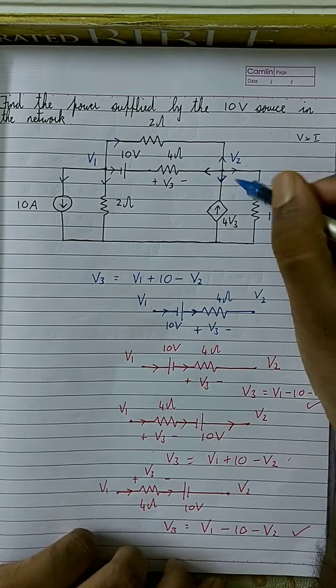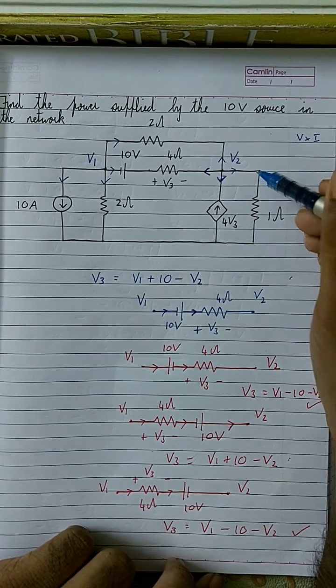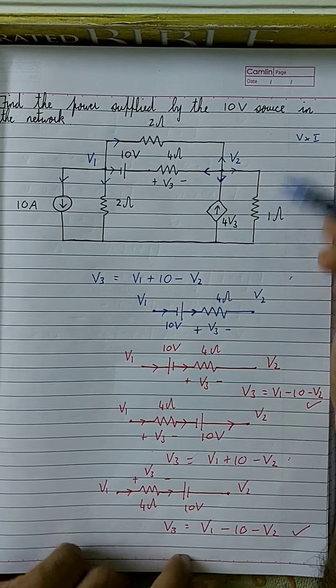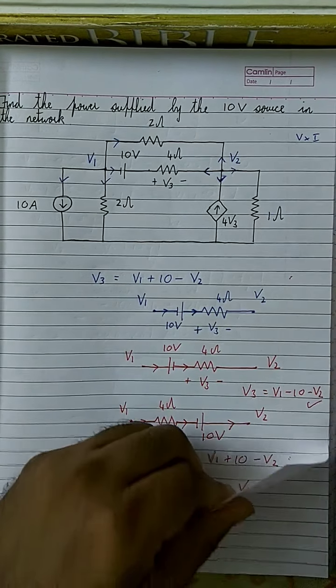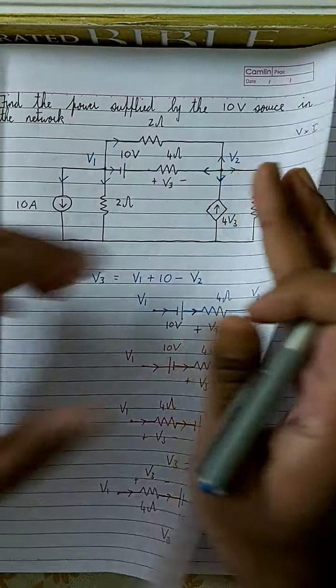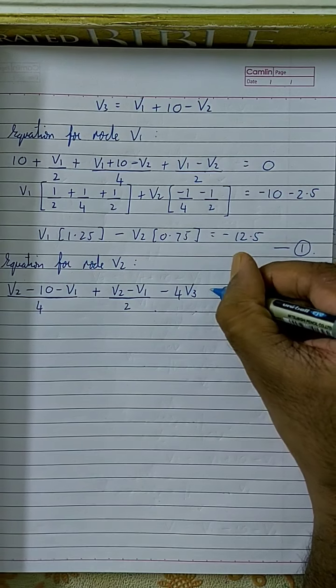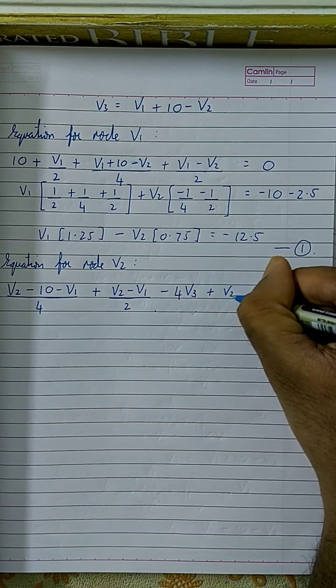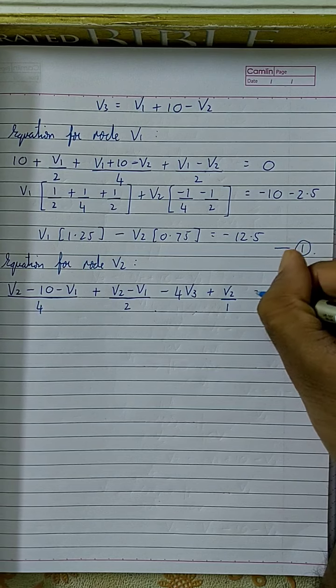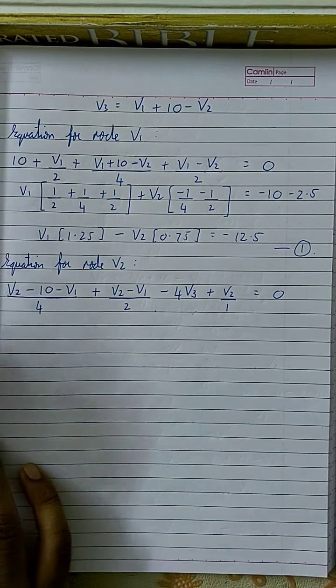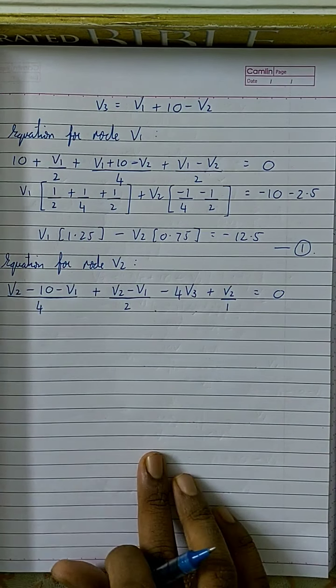Now what is the current through this branch? Here it is V2, here it is 0, so it's V2 minus 0 by 1. V2 minus 0 by 1 is V2 by 1, or this is plus V2 by 1. Okay, this is equal to 0. This is the Kirchhoff's current law of this junction.